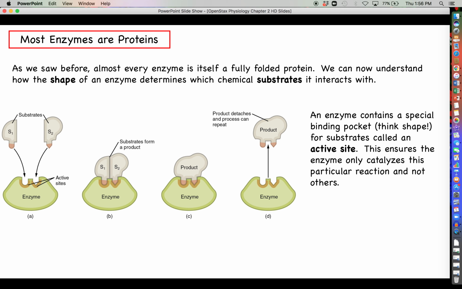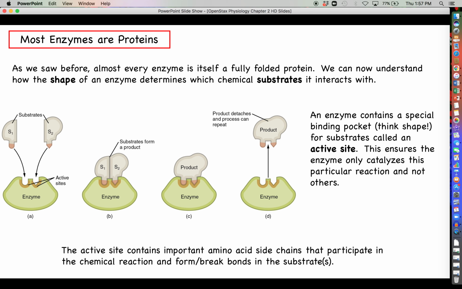So if we talk more about the active site, the enzyme has this active site, which is just a special binding pocket for that particular substrate. It's got a shape that perfectly matches the substrate that's going to come in. So this ensures that the enzyme is only going to catalyze one particular reaction and not a whole bunch of other ones. Enzymes are not promiscuous in terms of the reactions they catalyze. They stick to just one reaction, and that's pretty much it.